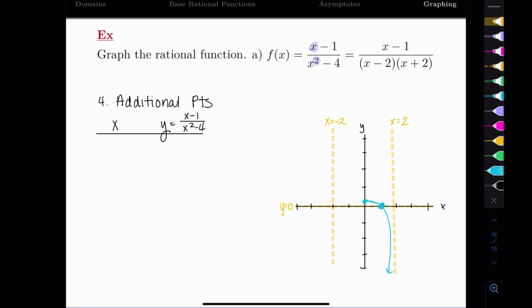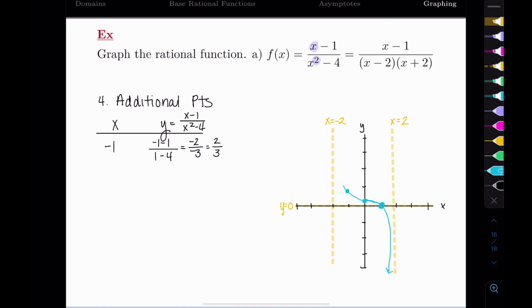But what I can do to really verify that is let's pick the value x equals -1. If we plug that into our expression, this would be -1 minus 1 over -1 squared minus 4. So this ends up simplifying to -2 over -3, which is just 2/3. Okay. So our y value is 2/3, which is roughly around here. So we indeed come up and hug the vertical asymptote this way.